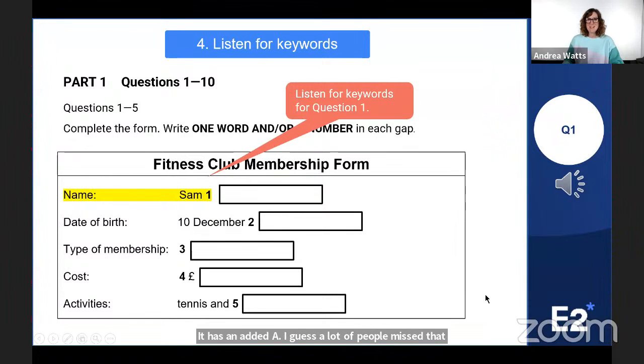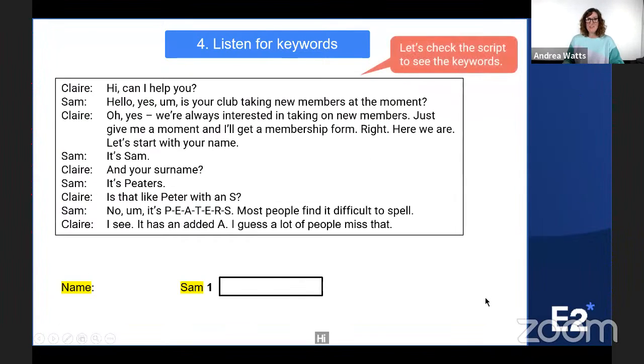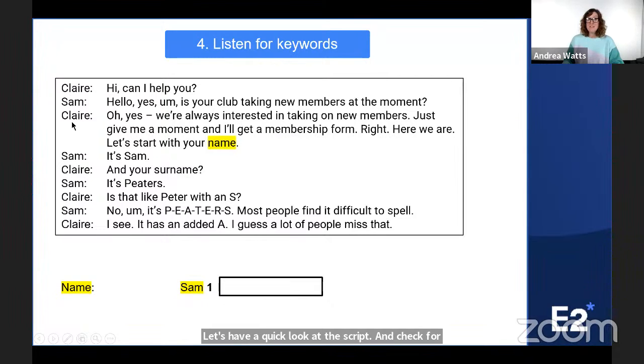All right, lots of people typing their answer in the chat box. Fantastic to see. Let's have a quick look at the script and check for those keywords. So Claire is the person asking the question, and she said, let's start with your name, which is the word we have in our prompt. He says it's Sam, so we know the surname is coming next. And of course, he spells it for us. P-E-A-T-E-R-S. Well done to everybody who got that right.